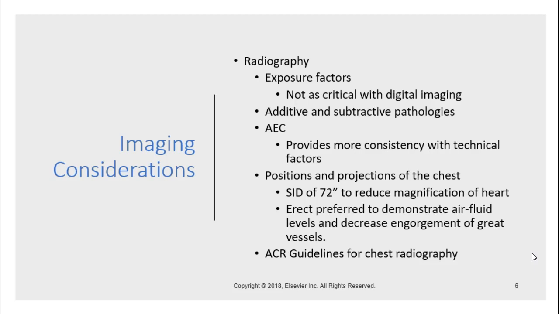So when we look at imaging considerations with radiography, the exposure factors, it's pretty tough to know exactly what's going on inside the chest. So we use digital imaging, and we use automatic exposure control, which is AEC, as it provides a more consistent image density for us. So the projections of the chest, we do PA and lateral, and we usually have a 72-inch SID to reduce the magnification of the heart. We want the patient upright as much as possible so we can see if there's any air fluid levels, and also to decrease the engorgement of the great vessels.